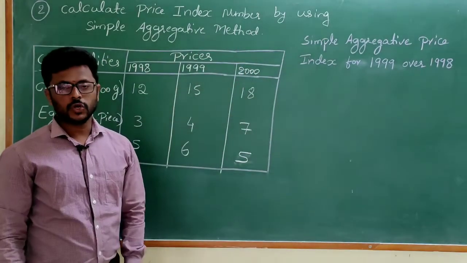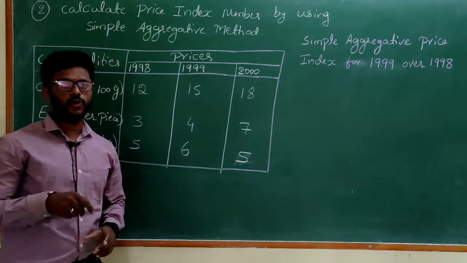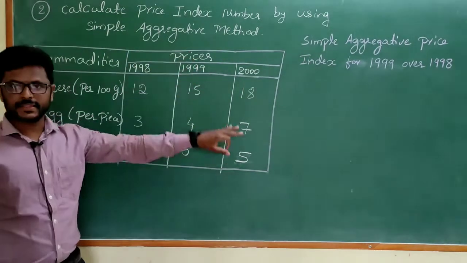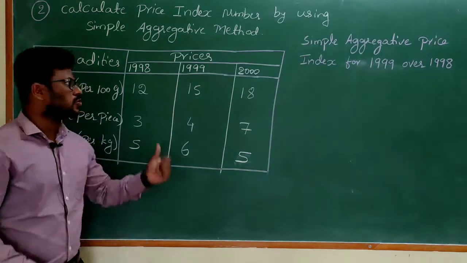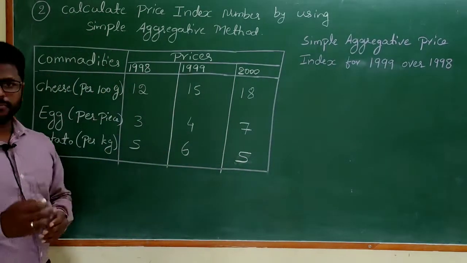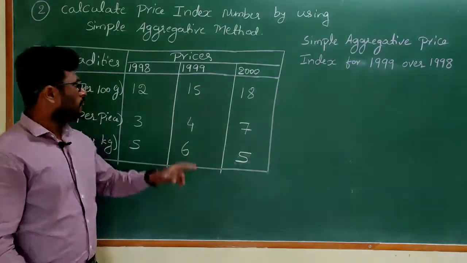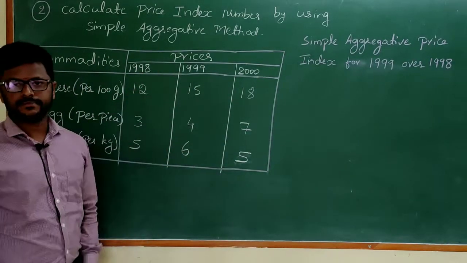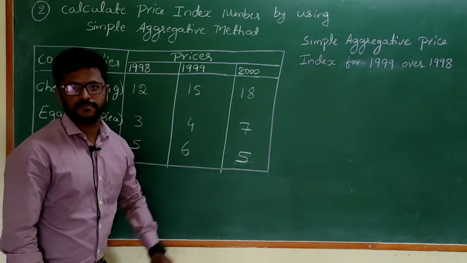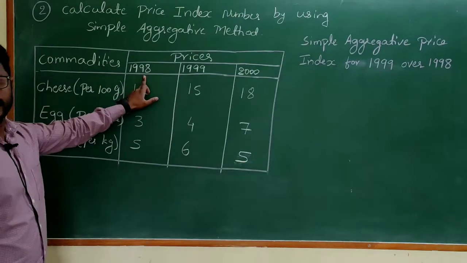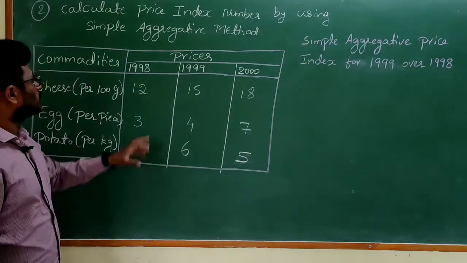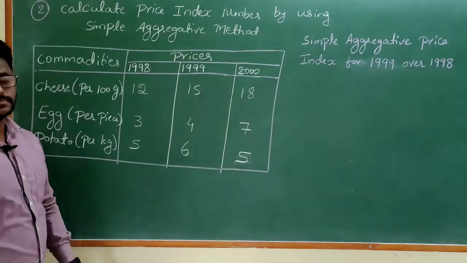In the last session, we already solved one example problem by using the simple aggregative method. So, in this session, again we are solving the same topic, simple aggregative method, in a different type of solution. In the last problem, they gave information for 2 years, one base year and one current year. In this problem, they are given information for 3 years, so 1 base year and 2 current years. Let us know how to solve this method.